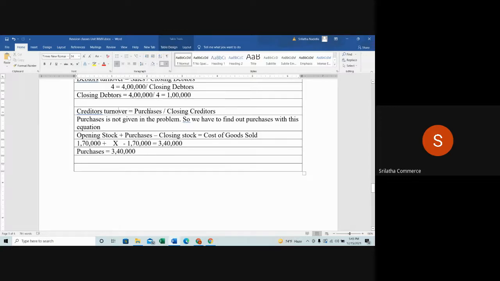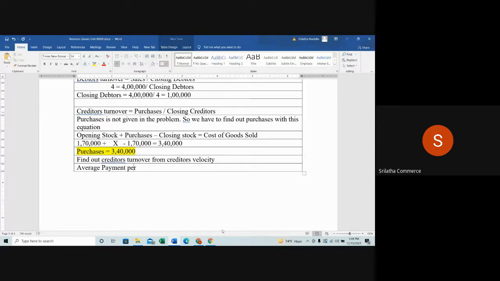Creditors turnover. Do you know? We have to find out creditors turnover. We got purchases. Now we have to find out... Clear? So what is the formula? Creditors' velocity is nothing but average payment period.